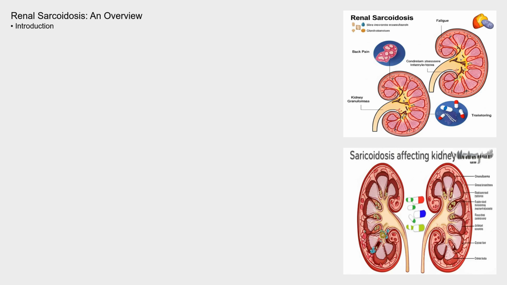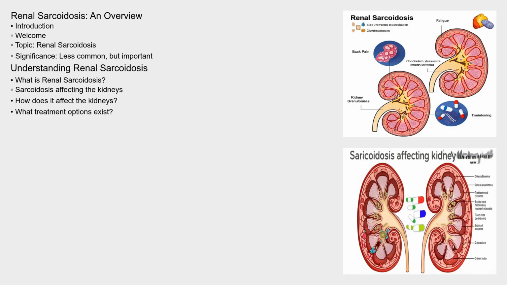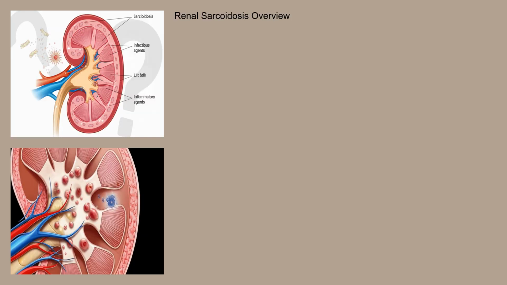Hello and welcome. Today, we're diving into a less common but significant manifestation of sarcoidosis, renal sarcoidosis. We'll explore what it is, how it affects the kidneys, and what can be done about it. Renal sarcoidosis occurs when sarcoidosis, a systemic inflammatory disease, affects the kidneys.